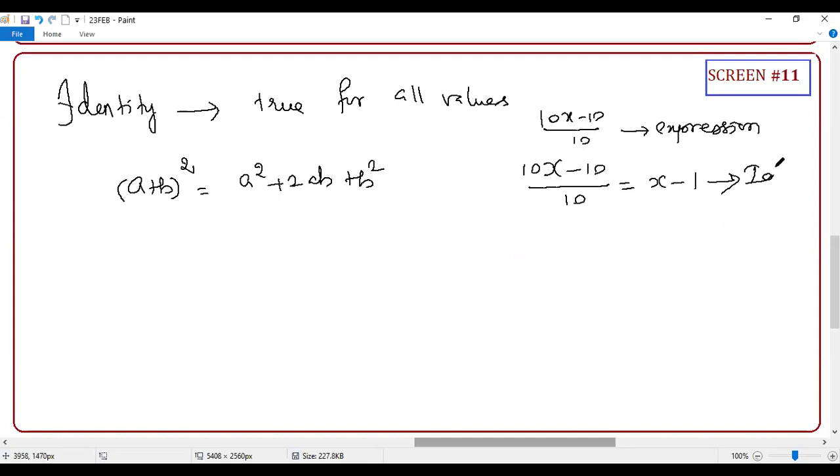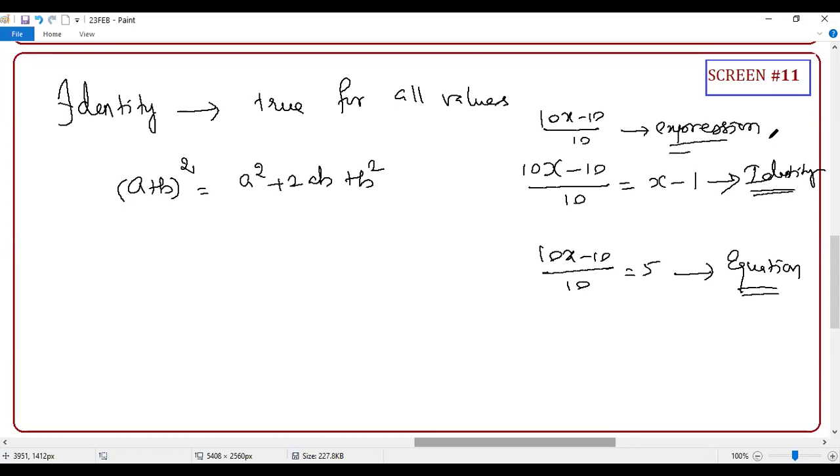So this is called an identity. If I say 10x minus 10 upon 10 equals 5, now it is not true for any value of x. This is different. This equals 5 only for a particular value of x, which means it's called an equation. Are you crystal clear with expression, identity, and equation? When an expression becomes an identity, and when an expression becomes an equation? Any doubt? No doubt, sir.